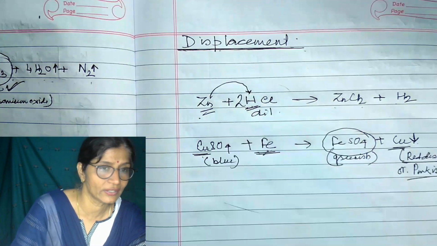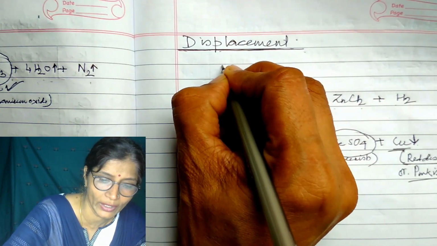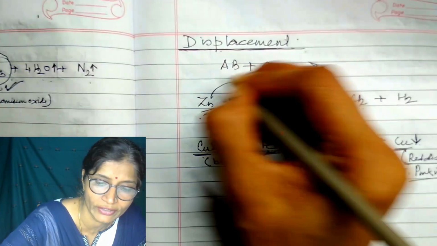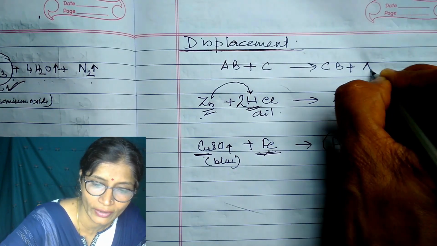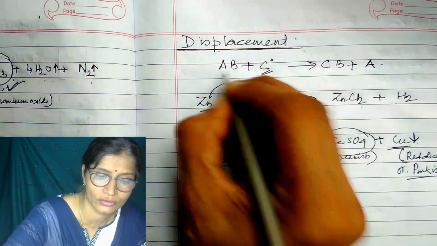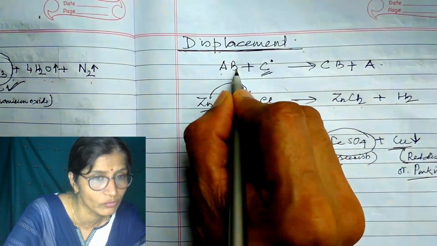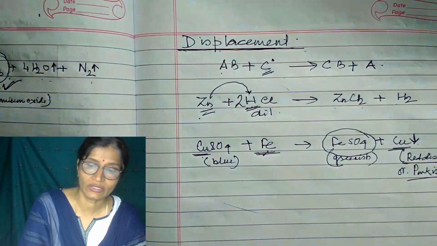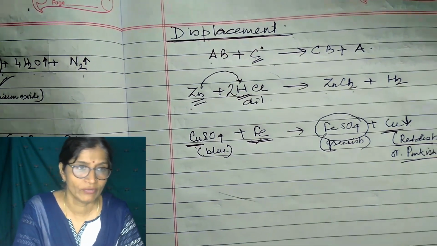So that is what a displacement reaction is. We can even represent it this way. Suppose a compound AB is there. When it is treated with C, C is stronger, so it will remove A, and give CB plus A. But suppose C is a metal, then it will remove the metal. But if it is a non-metal, then it will remove B. It will replace B. So that is the displacement reaction. Now the thing is, how will you know which metal will displace which one?